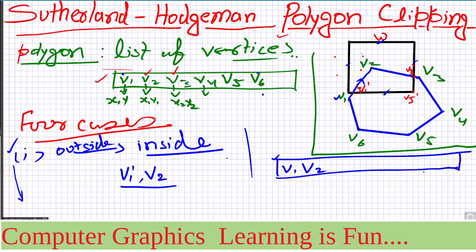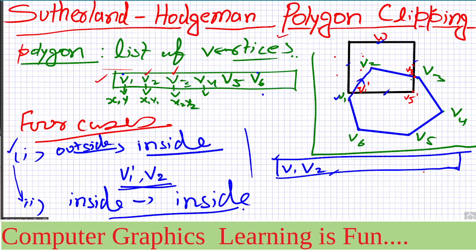Now which lines do we have to evaluate? We have to evaluate each and every line of this polygon. In this polygon, you will have 6 lines. So all these 6 lines need to be evaluated against the 4 boundaries of the window. Okay. So now you have added v1 dash, v2 here. Then the next line: suppose the line is from inside to inside.